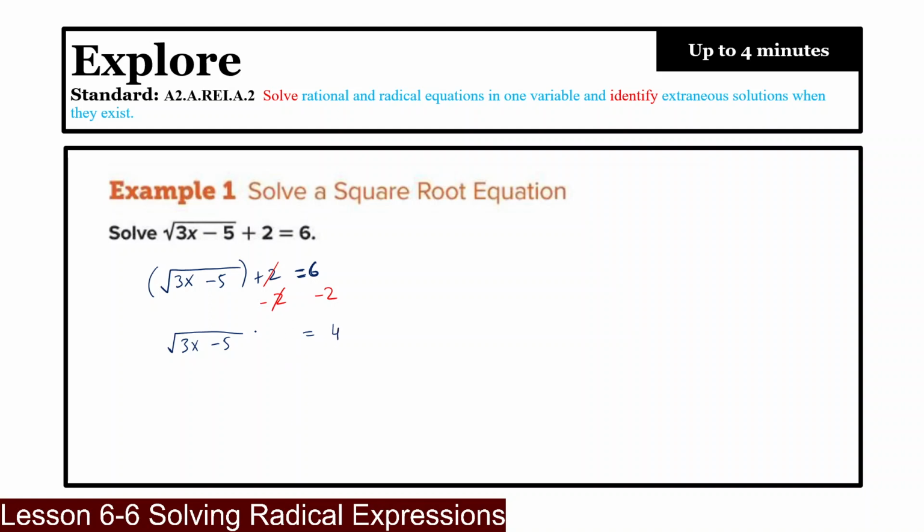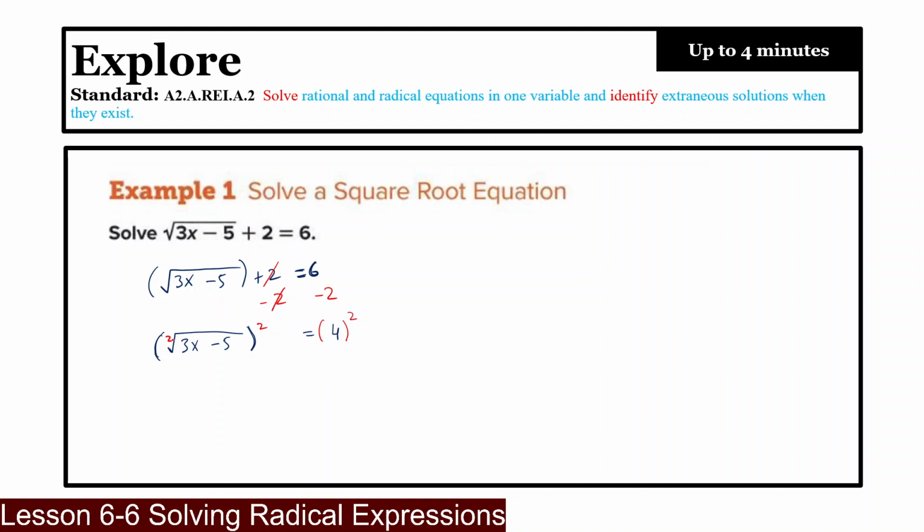Now, do I have the radical by itself on this side? Yes, I do. What am I supposed to do? I'm supposed to raise it to the power of the index. What is my index? My index is 2. How do I know it's 2? It's because there is no index written. When there is no index, the index is 2. So I'm going to raise it to the power of 2. I'm going to do the same thing on the other side of the equation as well.